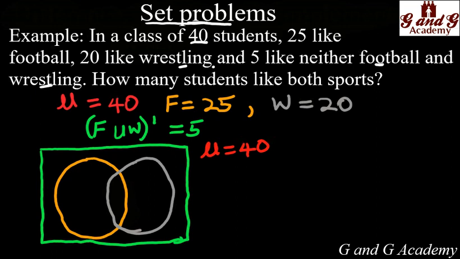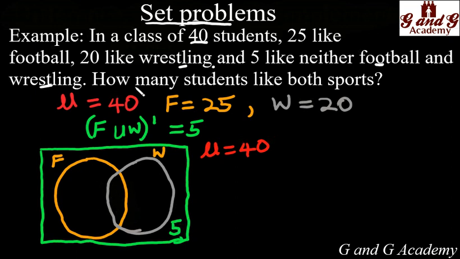Don't forget that this is your F, and this is your W. And F union W prime, which is 5, will be outside of F and W. The best place for you to write this is to put it here. Just say this is your 5. Are you getting what we are trying to say?